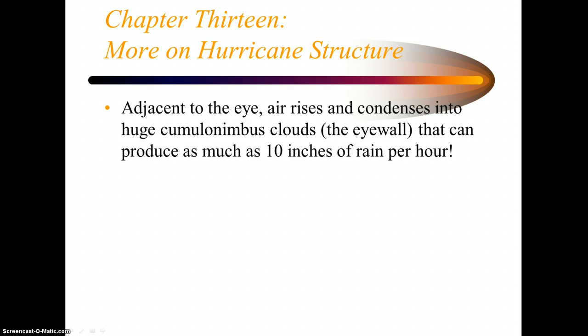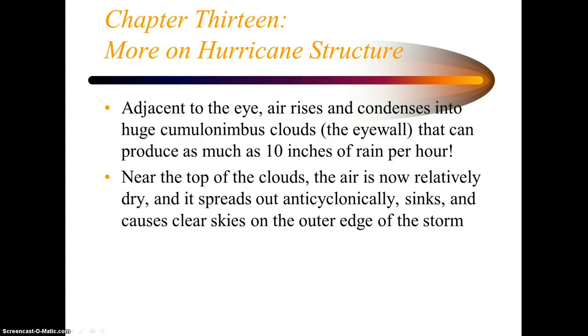Adjacent to the eye, the air rises and condenses into these huge cumulonimbus clouds, which make up the eye wall, that can produce as much as 10 inches of rain an hour. Now that's astounding. Just stop and think about that for a minute. In Fresno, in an average rainfall year, if we're lucky, we get 11.5 inches of rain a year. The eye wall of a hurricane can produce as much as 10 inches of rain per hour. So I think you can get the sense of contrast there.